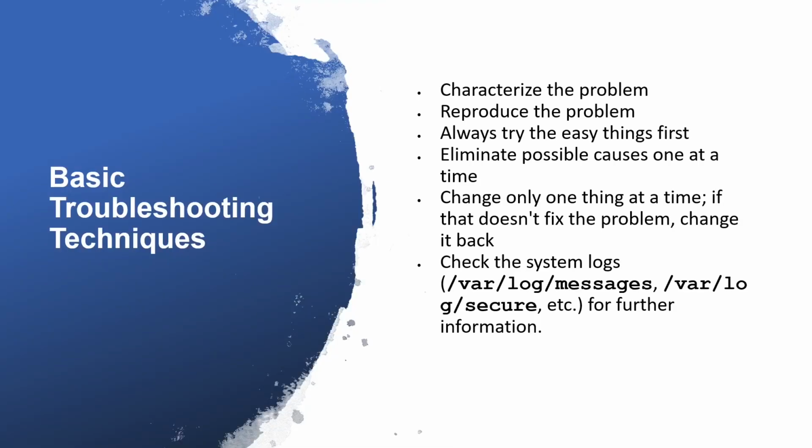Basic troubleshooting techniques. Troubleshooting involves taking a number of steps which need to be repeated iteratively until solutions are found. A basic recipe may be: characterize the problem, reproduce the problem, always try the easy things first, eliminate possible causes one at a time, change only one thing at a time. If that doesn't fix the problem, change it back. Check the system logs, /var/log/messages, /var/log/secure, etc.